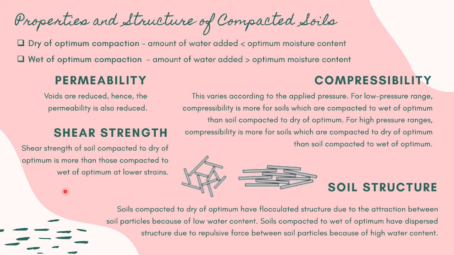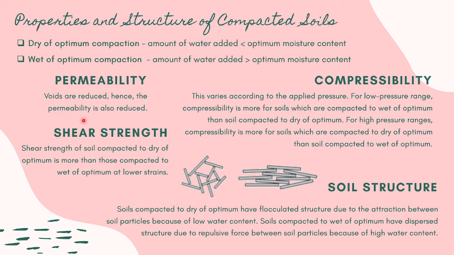Now let's proceed to the properties and structure of compacted soils. But first, let us define two terms. When we say dry of optimum compaction, the amount of water added is less than the optimum moisture content. On the other hand, when we say wet of optimum compaction, the amount of water added to the soil is greater than the optimum moisture content. So these two have different effects on the properties and structure of compacted soils.